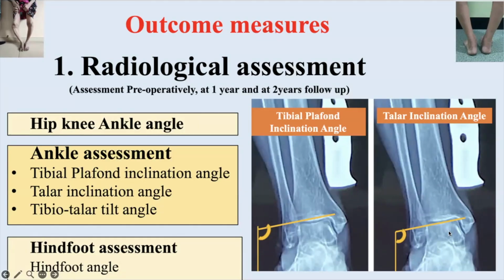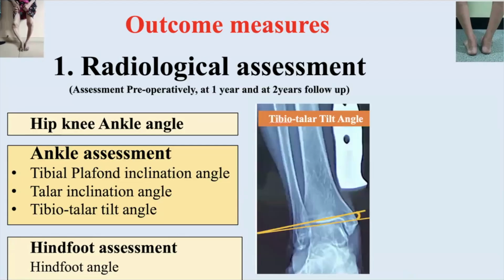And number two is the same: the tangential line passed along the talar dome, which forms the angle perpendicular to the line vertical to the floor, is the talar inclination angle. And the third one is the angle between the tibial plafond and talus, which is called the tibio-talar tilt angle. These three angles measure the ankle alignment.